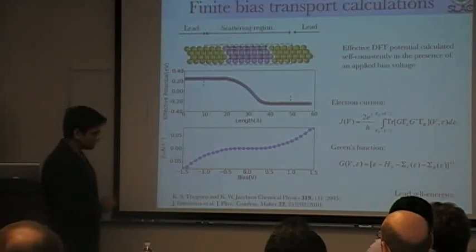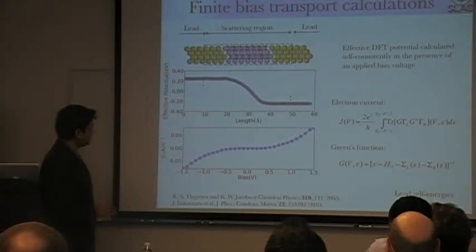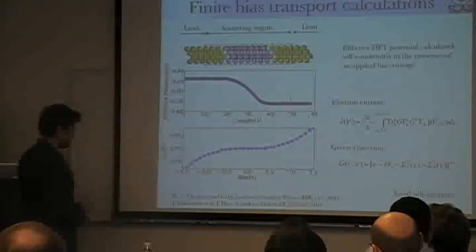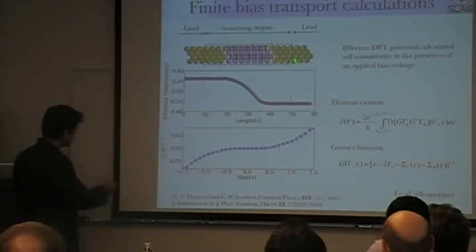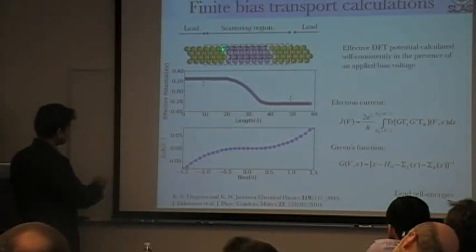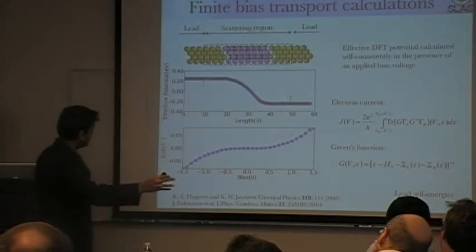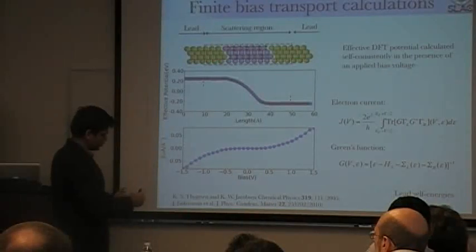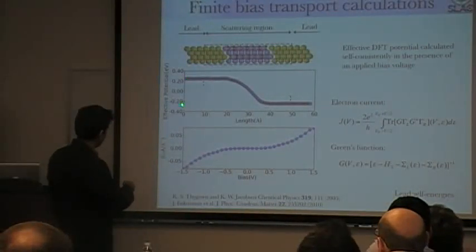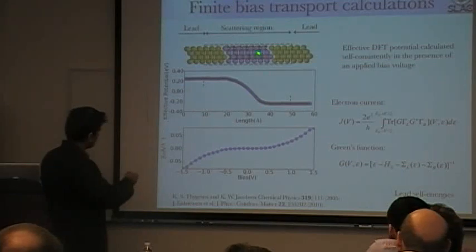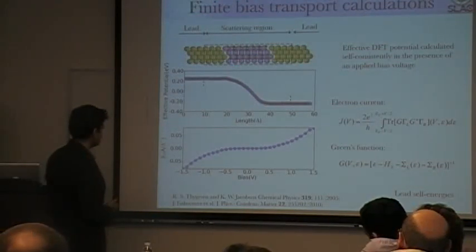So these are finite bias transport calculations that are carried out in a non-equilibrium Green's function formulation. But essentially what it does is the following. You have two leads. So here this is gold and gold. And this gold is supposed to mimic the support, and this gold is supposed to mimic the electrolyte. And so what you do is you apply a bias across these two leads. And what you see here is the plotted effective electrostatic potential, averaged over the XY plane. And what you see is all the potential drops across the semiconductor, which is not surprising.